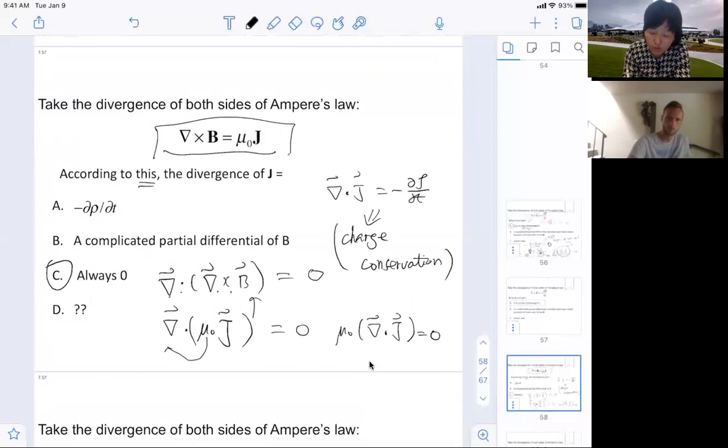It's uniformly distributed. Yeah, and is this a problem? Does this create a problem for us for Ampere's law?